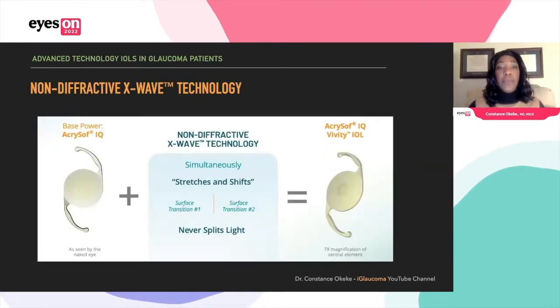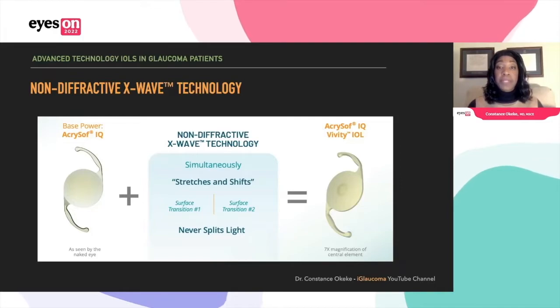And part of the reason for the ability to have these benefits of extended range of vision with limited dysphotopsias is the X-wave technology, where they're stretching and shifting light and not splitting it. With the raised design that's seen centrally on the IOL, you have to actually look at it in a side profile to be able to see the areas that are raised centrally, the central elements, and this allows for that extended range of vision.